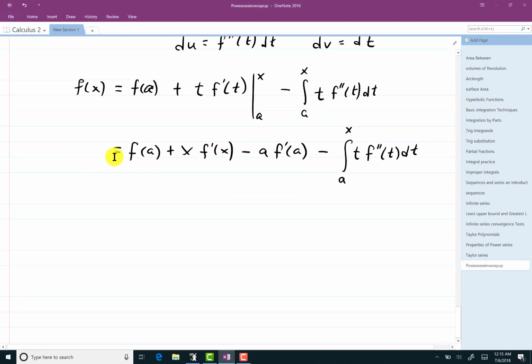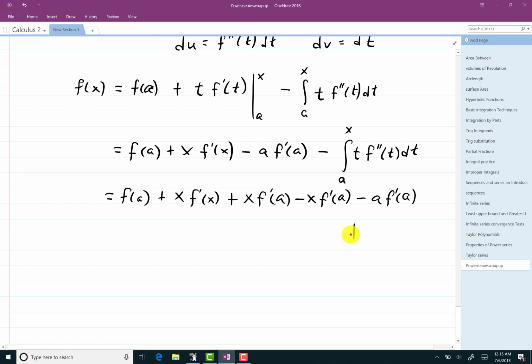Now I'm going to add and subtract something here. What I'm going to put here is I'm going to put plus x times f prime of a minus x times f prime of a, and then I'll have minus a times f prime of a minus that integral.